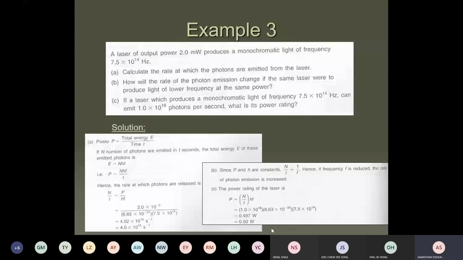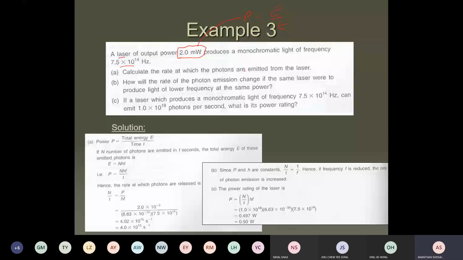This is slightly different. A laser output of power 2 milliwatt. This is your power. Power means what? Power is energy over time. And it produces monochromatic light of this much frequency. Calculate the rate at which photons are emitted from the laser. How many photons come out in a second? That's the part A question.